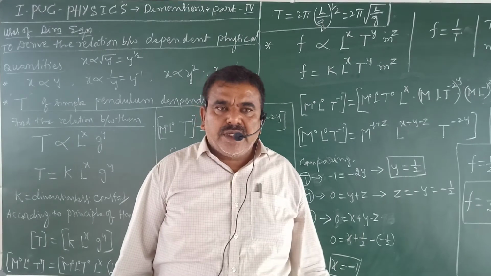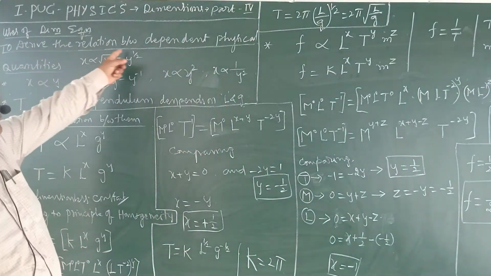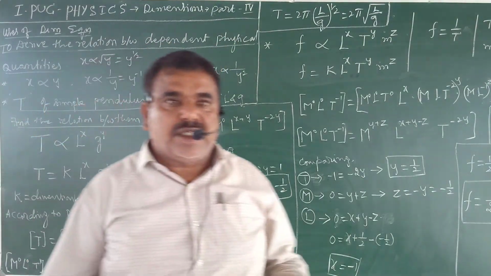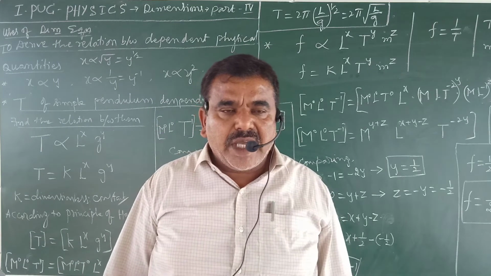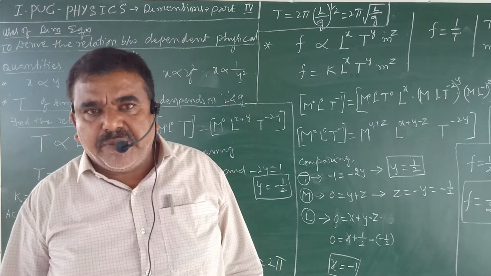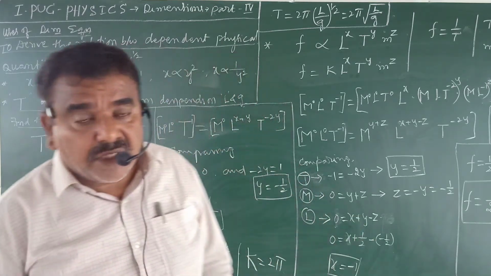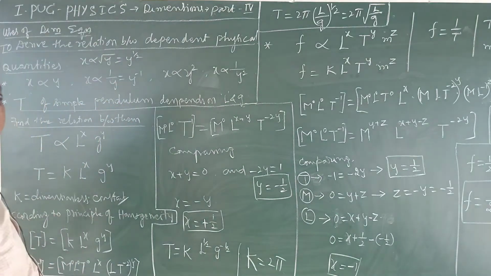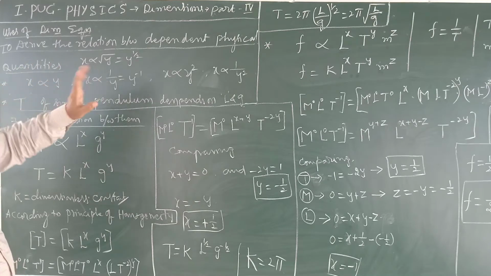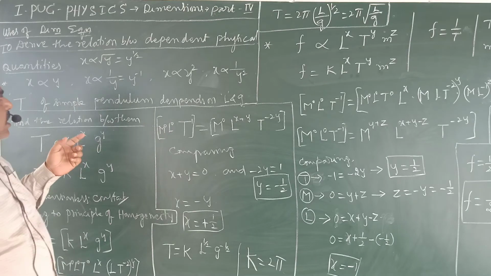This use is another very important use because we can derive the relation between the dependent physical quantities. We can derive the equation itself. If you know the factors on which a physical quantity depends, we can derive the relation itself. Therefore, it is a very important use. So, we shall see that. First we should know how a physical quantity depends on another.